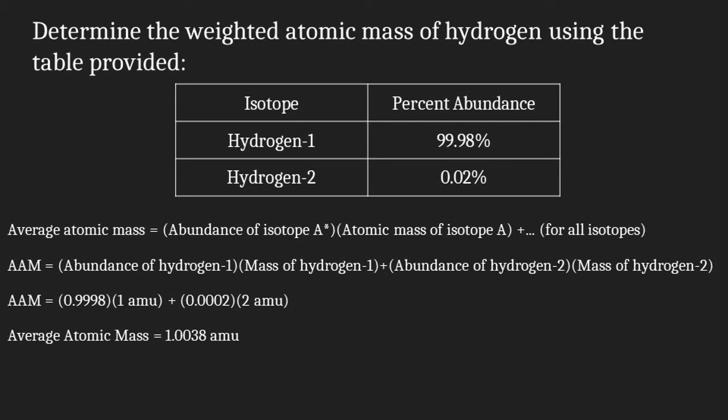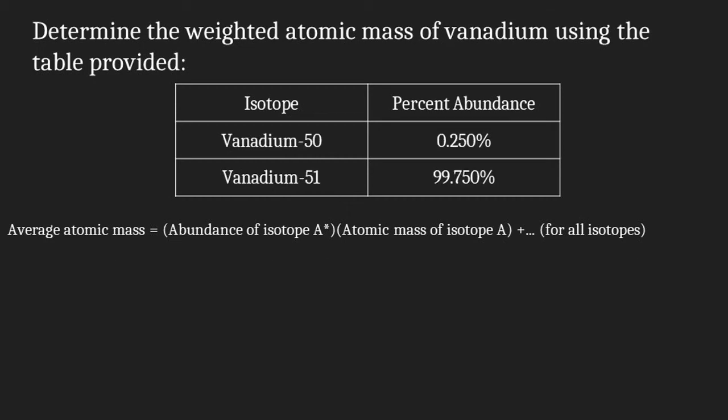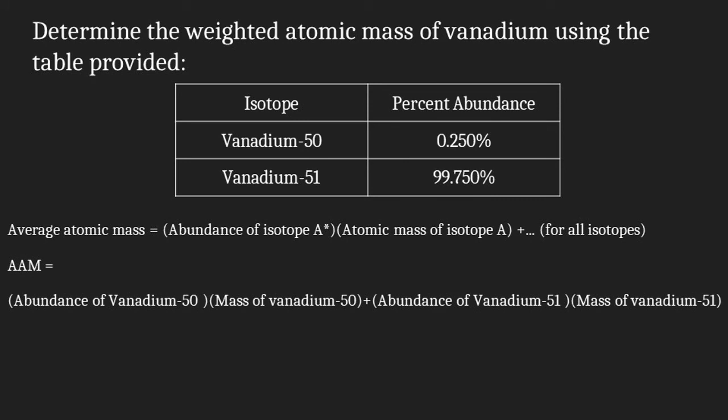For our next question, we're going to do the same thing, but this time we're going to be looking at a different element, vanadium. So the formula is the same. We're going to multiply the abundance of each isotope by its mass. So here, the average atomic mass is equal to the abundance of vanadium-50 multiplied by the mass of vanadium-50, plus the abundance of vanadium-51 multiplied by the mass of vanadium-51.